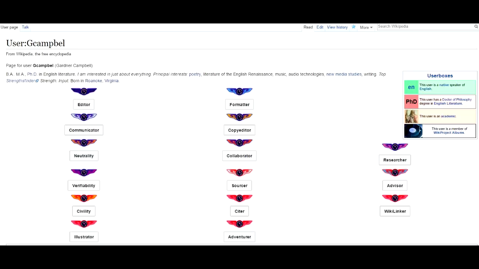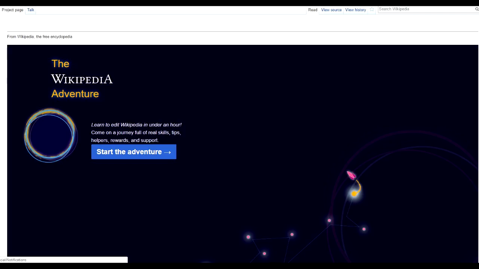This is my user page. It's often said that Wikipedia is anonymous. You can certainly be anonymous on Wikipedia, but many editors are not anonymous. They want to be known. They want to be able to participate in the culture and have an identity as someone who's contributed in specific ways. Now, the logical question is, how did I get all of these badges? And the answer is, I got them by being part of the Wikipedia adventure. I recommend this very highly.